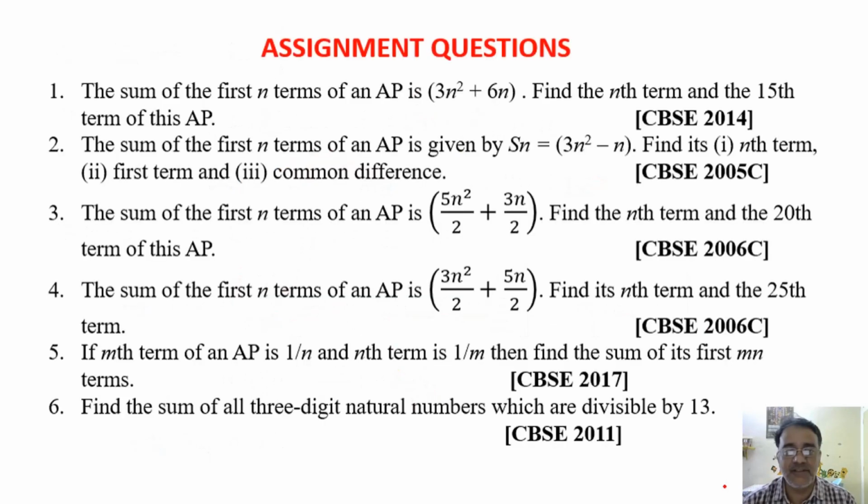Now we are moving towards the next section, that is assignment questions. All these are board questions only. Try to complete these questions when you are free.